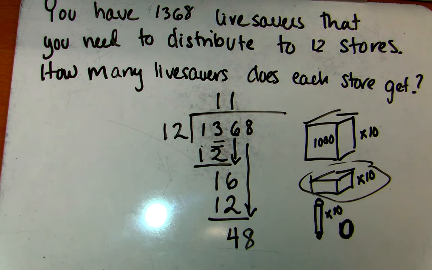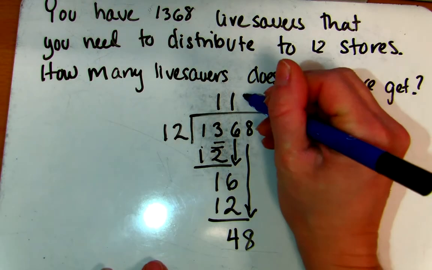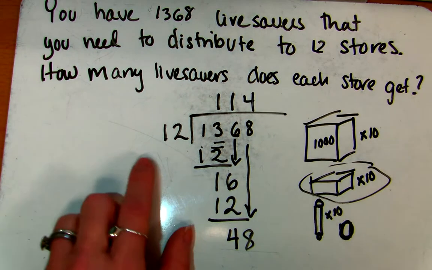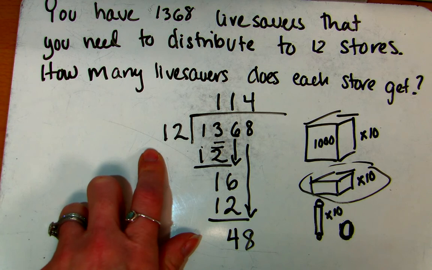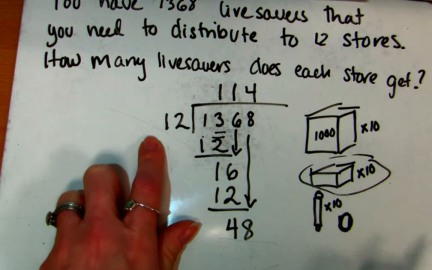And little bells should be going off in your head. Ding, ding, ding, ding, ding. Wait a minute. Isn't 48 divisible by 12? Yes, it is. If I divide 48 into 12 groups, I know that there's going to be 4 of those Lifesavers going into each group.